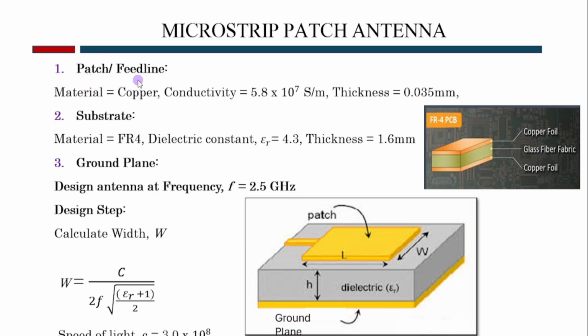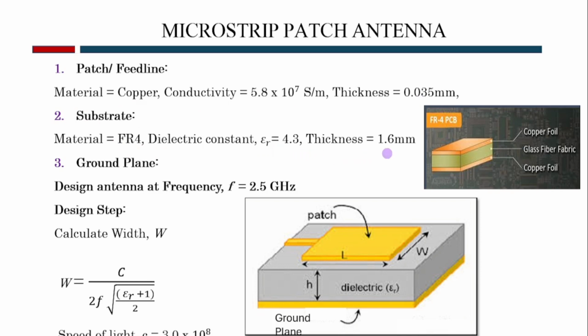The material is copper and is conductive. The conductivity value for copper is 5.8 times 10 to the power of 7 Siemens per meter, and the thickness of the copper is 0.035 millimeter. In the second layer, we have the substrate layer, which is made of FR4. The dielectric constant epsilon R is 4.3 and the thickness is 1.6 millimeter.